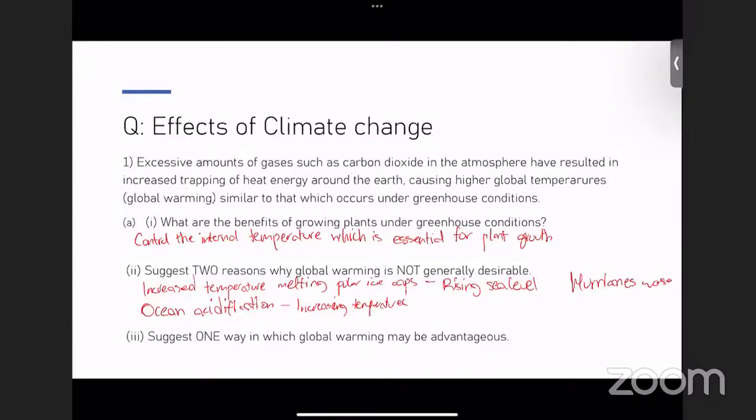Does it cause more rainfall? No. Sir, is it because cooler countries can become warmer? Yeah, that's what I would have said. Perfect.